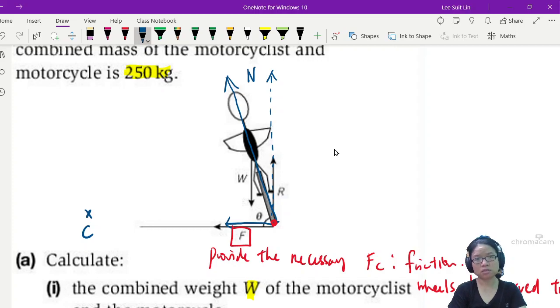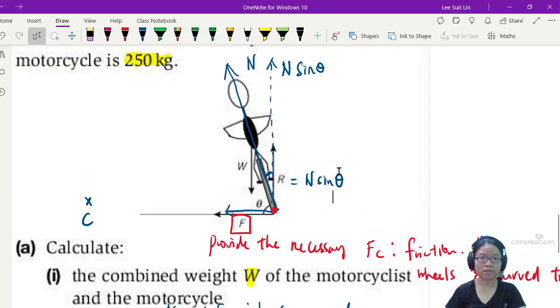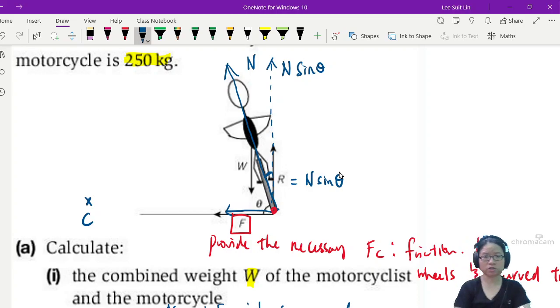So this is actually N, no angle here. So this is N sine theta. So this vertical component is N sine theta, right? So this is what is happening. Of course, you might be thinking, if this F is the one that provides the necessary centripetal force, the friction pointing towards the center of the circle, the other reason for leaning towards the center is because your N cos theta can also help.